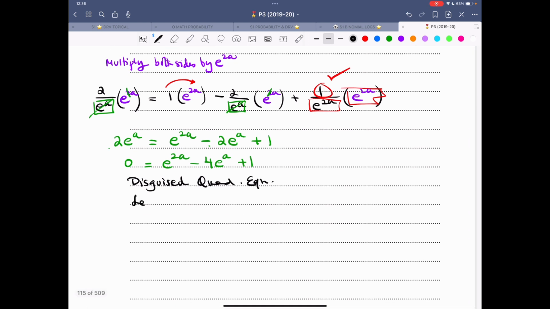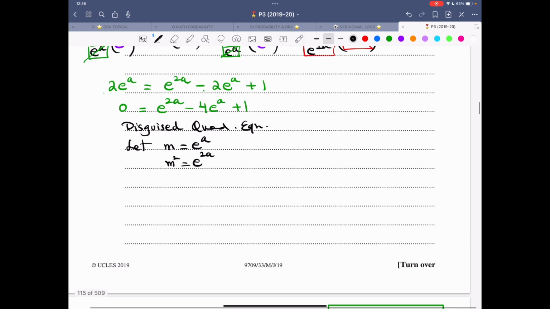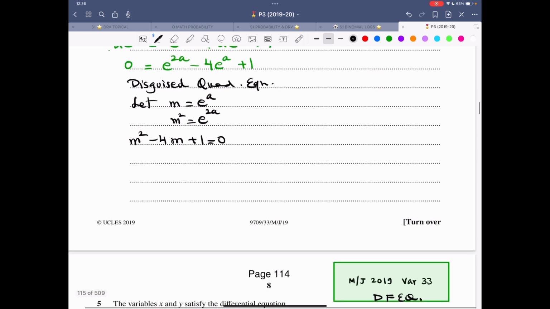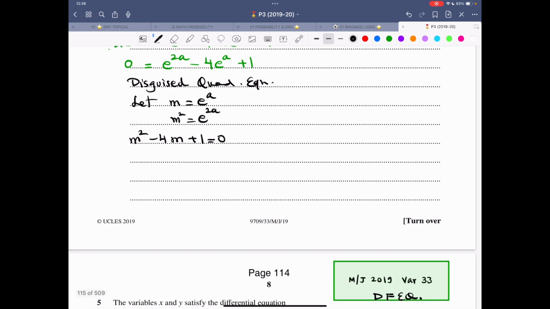So let me make a substitution. Let m equal e raised to power of a. Therefore, m square is e raised to power of 2a. So therefore, m square minus 4m plus 1 equals 0. And I think I have to use the quadratic formula. So therefore, a is 1. The coefficient of x square or m square is 1. b is negative 4. c comes out to be 1.